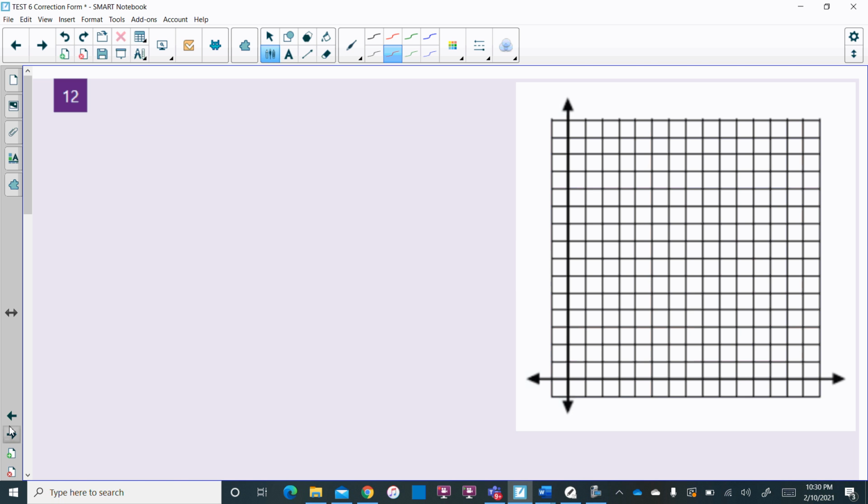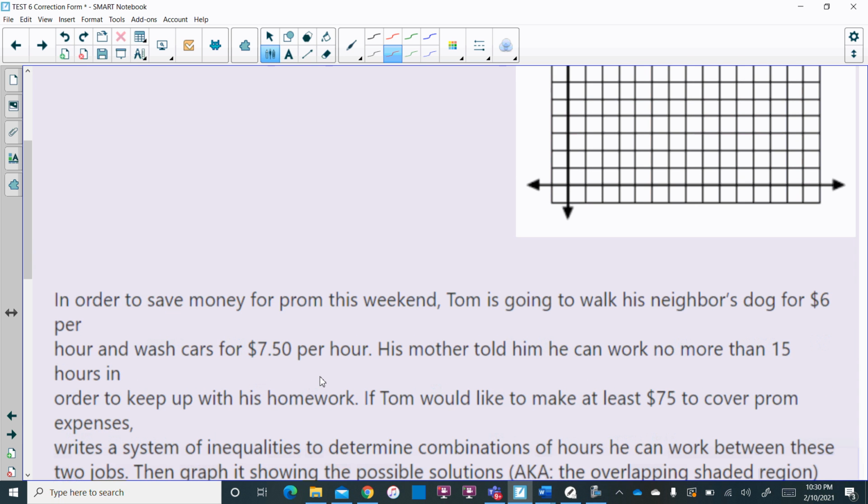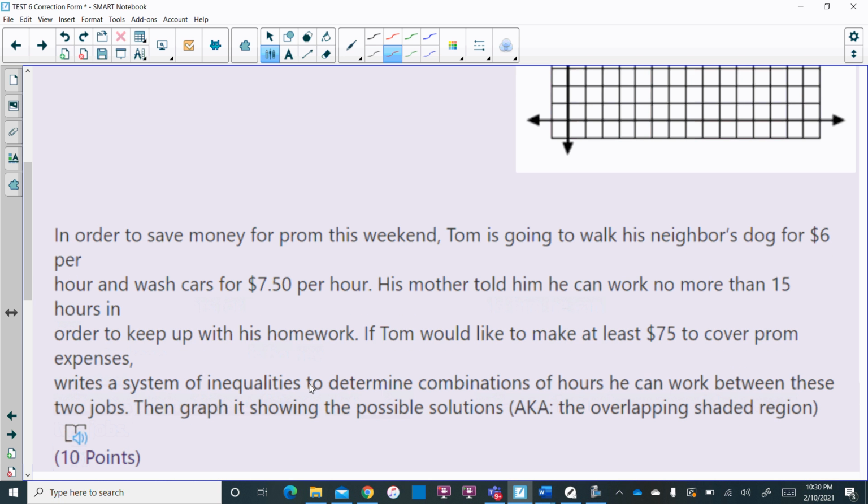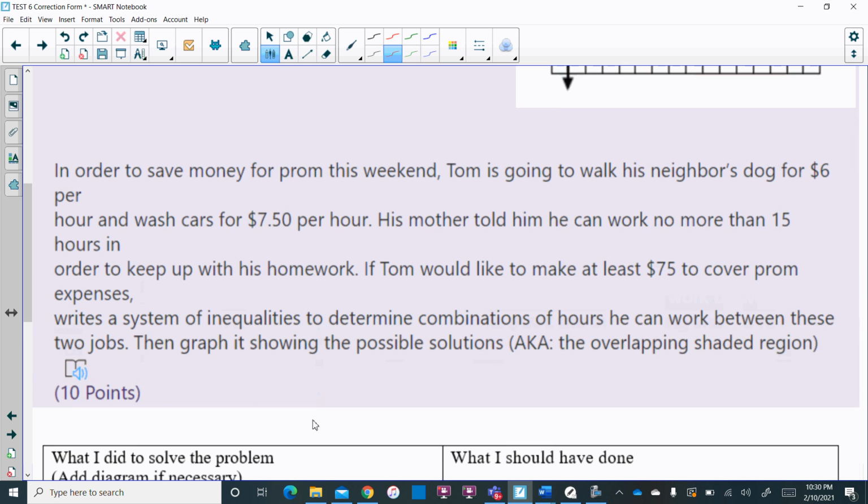All right, let's talk about this last one, which was our worst problem of all the problems. I don't know if it was just a lot of the verbiage, and for some of you it said it's time, so we got to work on our time management. But on here, it's telling us that Tom is walking his neighbor's dogs for $6 per hour, and he's washing the cars for $7.50 per hour. His mom told him he can work no more than 15 hours a week.